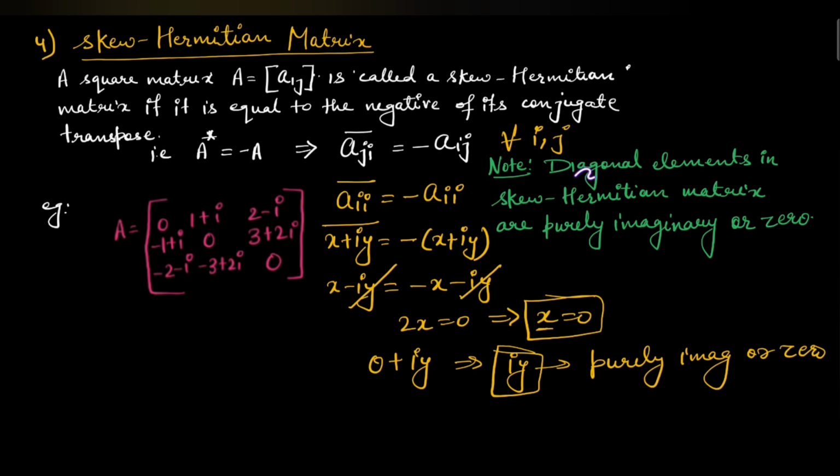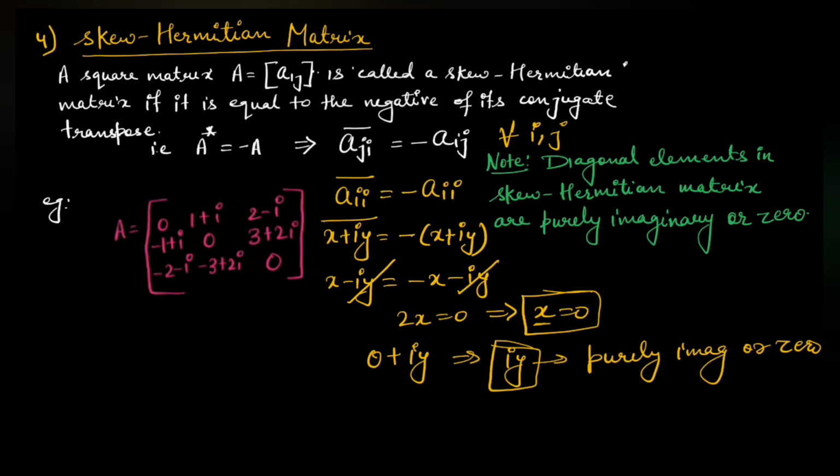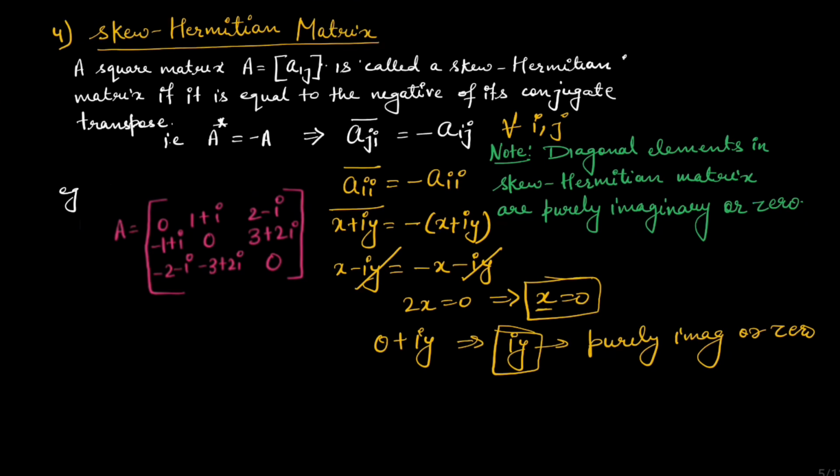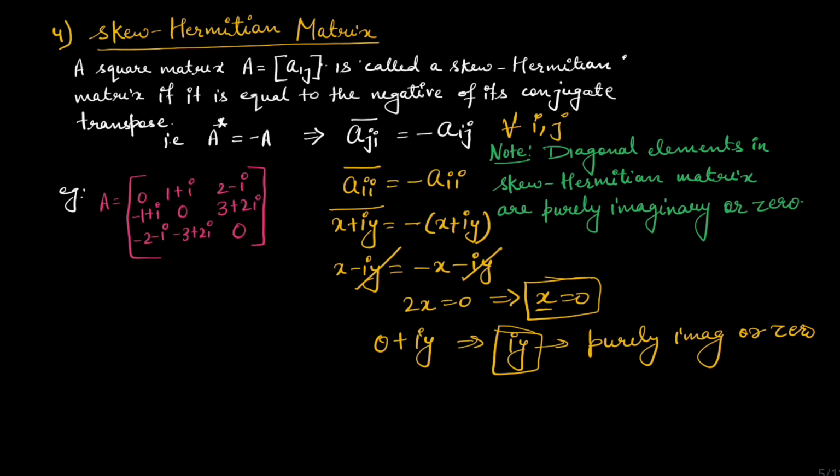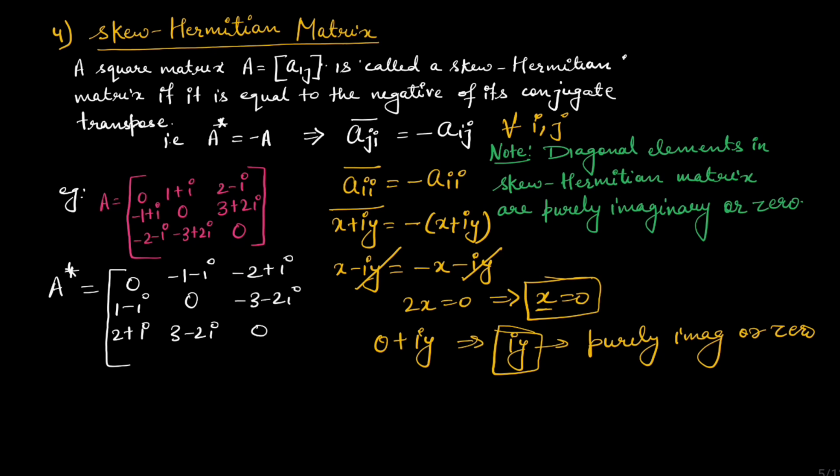In a skew-Hermitian matrix, diagonal elements are either purely imaginary or they are zero. So let us quickly verify whether the given example is a skew-Hermitian matrix or not. Quickly find out the conjugate transpose of this matrix. It will be 0, 1 minus i, 2 plus i, minus 1 minus i, 0, 3 minus 2i, minus 2 plus i, minus 3 minus 2i, and 0.